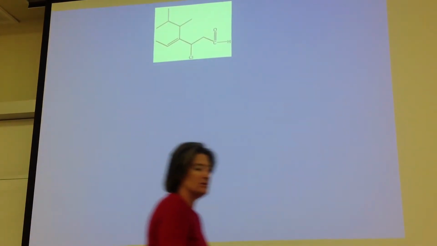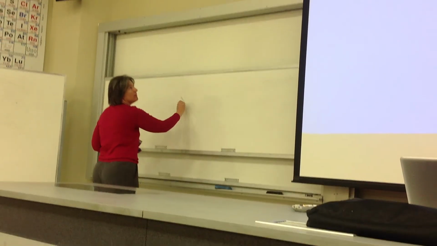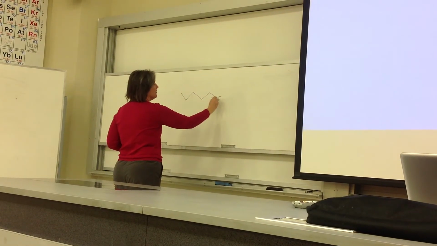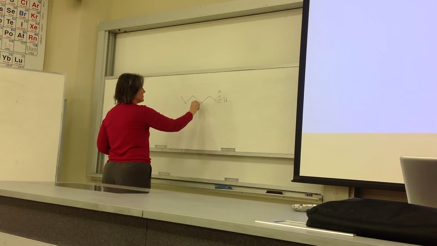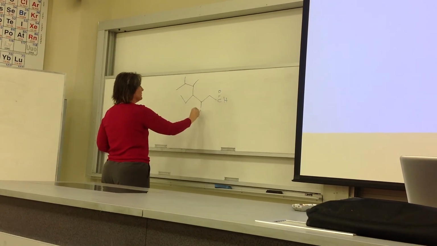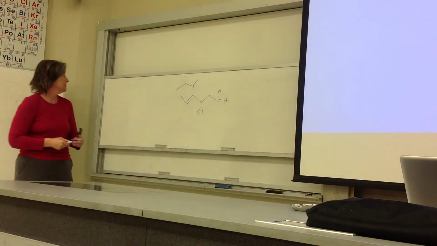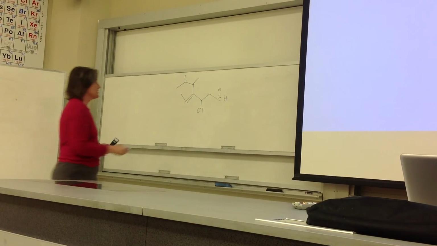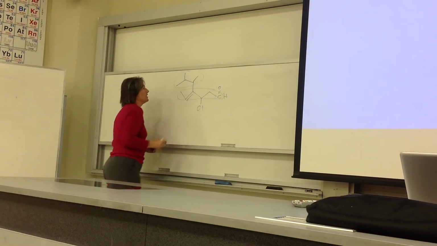All right, so what is that, Tori? A double bond, right? Okay. All right, so we decided this is the parent. What is this thing going to be called?